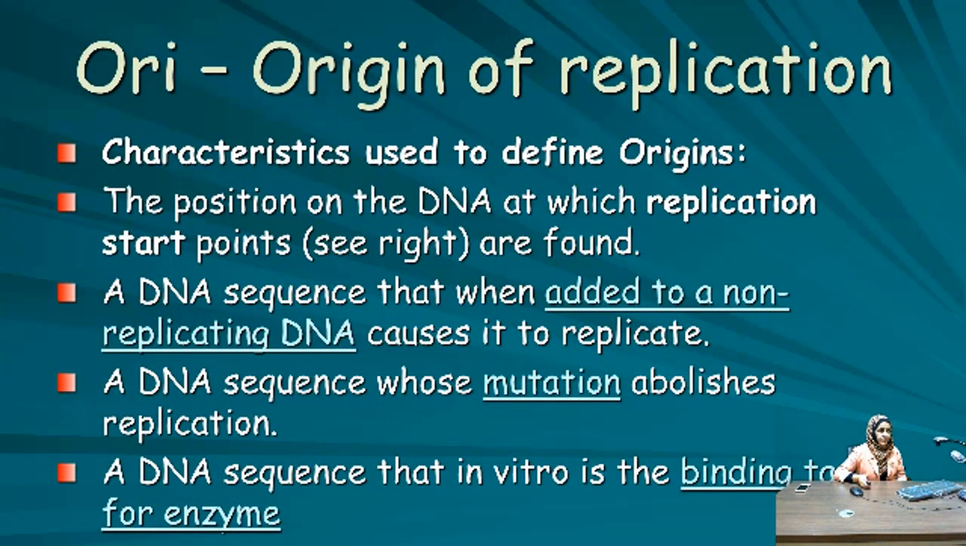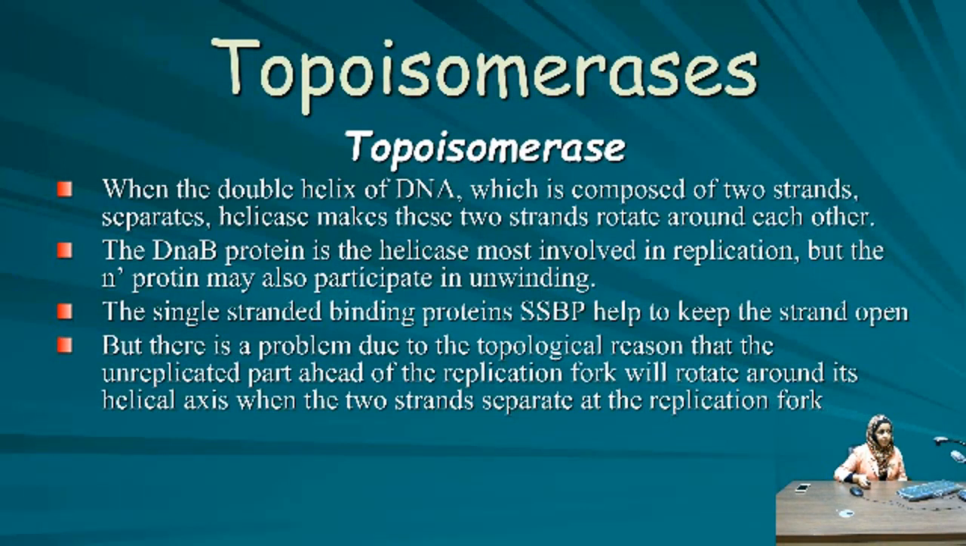ORI, origin of replication. Characteristics used to define the origin: the position on the DNA at which replication start points are found; a DNA sequence that, when added to non-replicated DNA, causes it to replicate; a DNA sequence whose mutation abolishes replication; a DNA sequence that in vitro is the binding target for the enzyme. These are the characteristics used to define the origin of replication, ORI.